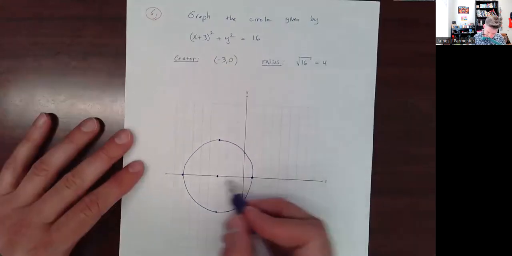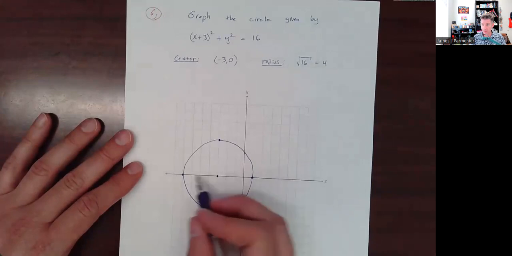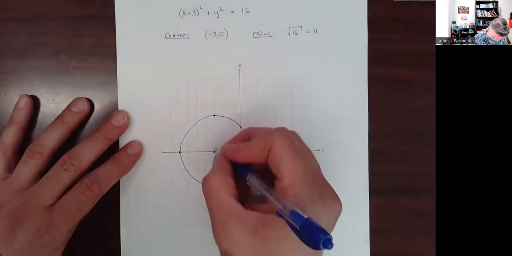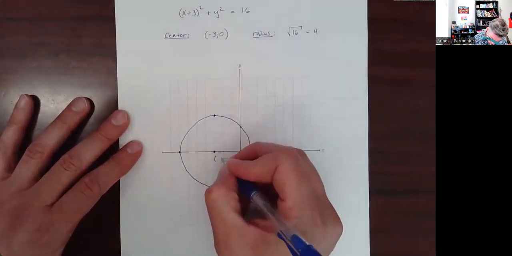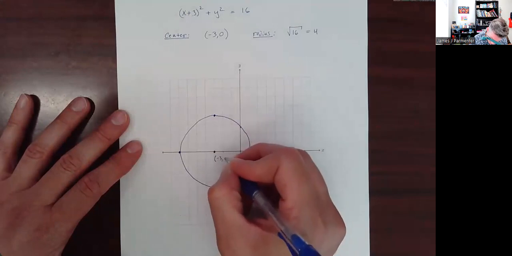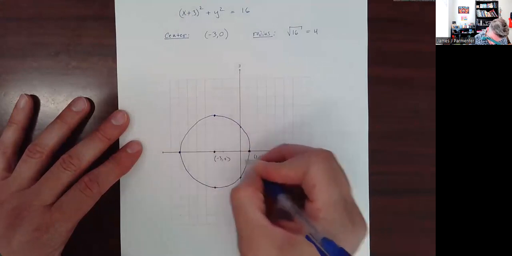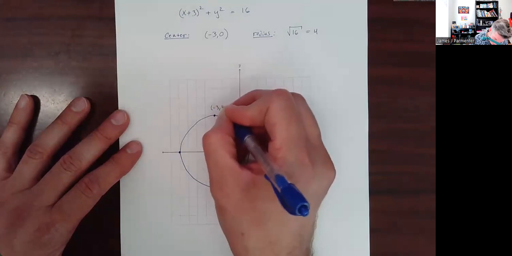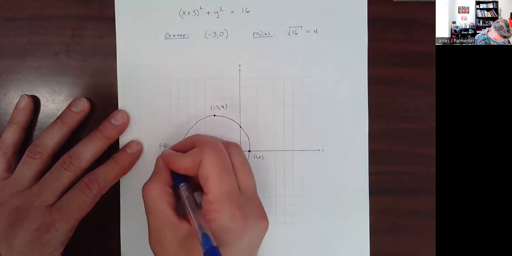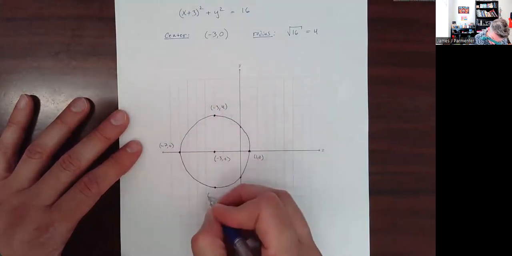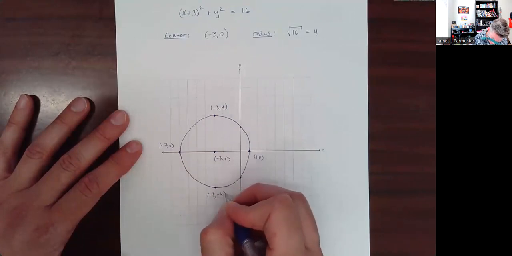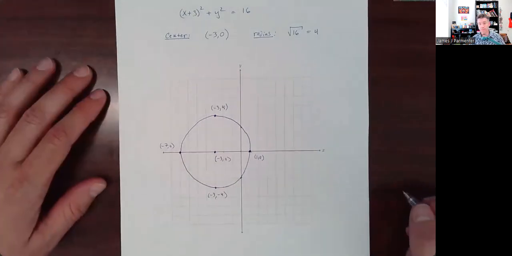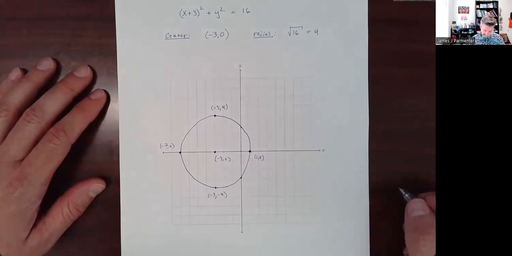I might label these X intercepts because they happen to be exactly to the right and to the left of the center. But if I was going to label things, this is the point -3, 0. This is the point +1, 0. Here's -3 up 4. 4 left is -7, 0. 4 down is -3, -4. Cool. That's it.